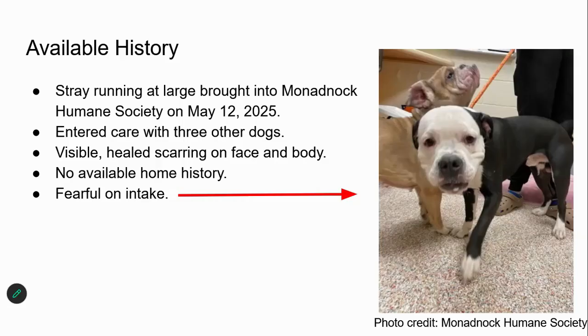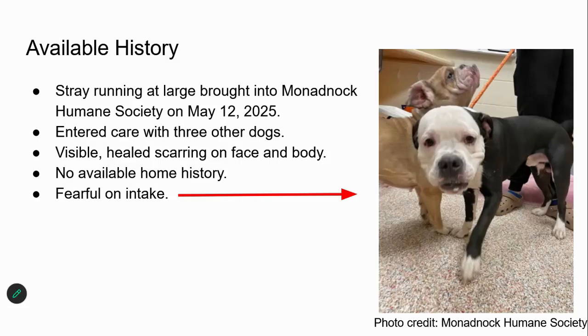Starting at the beginning, I met Gravy on May 12th, 2025. Interestingly, this was about a week into me starting my job at Monadnock Humane. So Gravy was an early friend for me, and we ended up spending a lot of time together. But he was found as a stray. He was running at large with three other dogs that we believe were related to him, potentially his mom, and then a brother and sister.